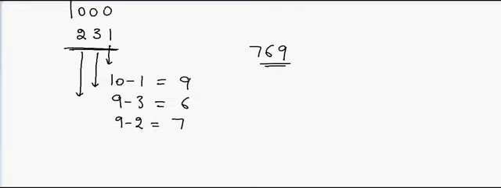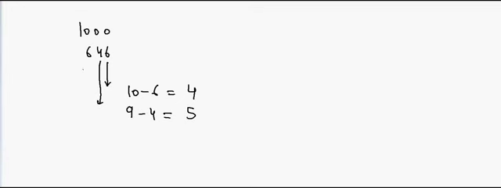Again, if I have 1000 minus 646, in that case I'll take the 6. 10 minus 6 is 4, then I'll take the 4. So 9 minus 4 is equal to 5, and then I take the 6. So 9 minus 6 is equal to 3. So the answer is 354. So this method can be very helpful if we are in an exam or day-to-day calculation.